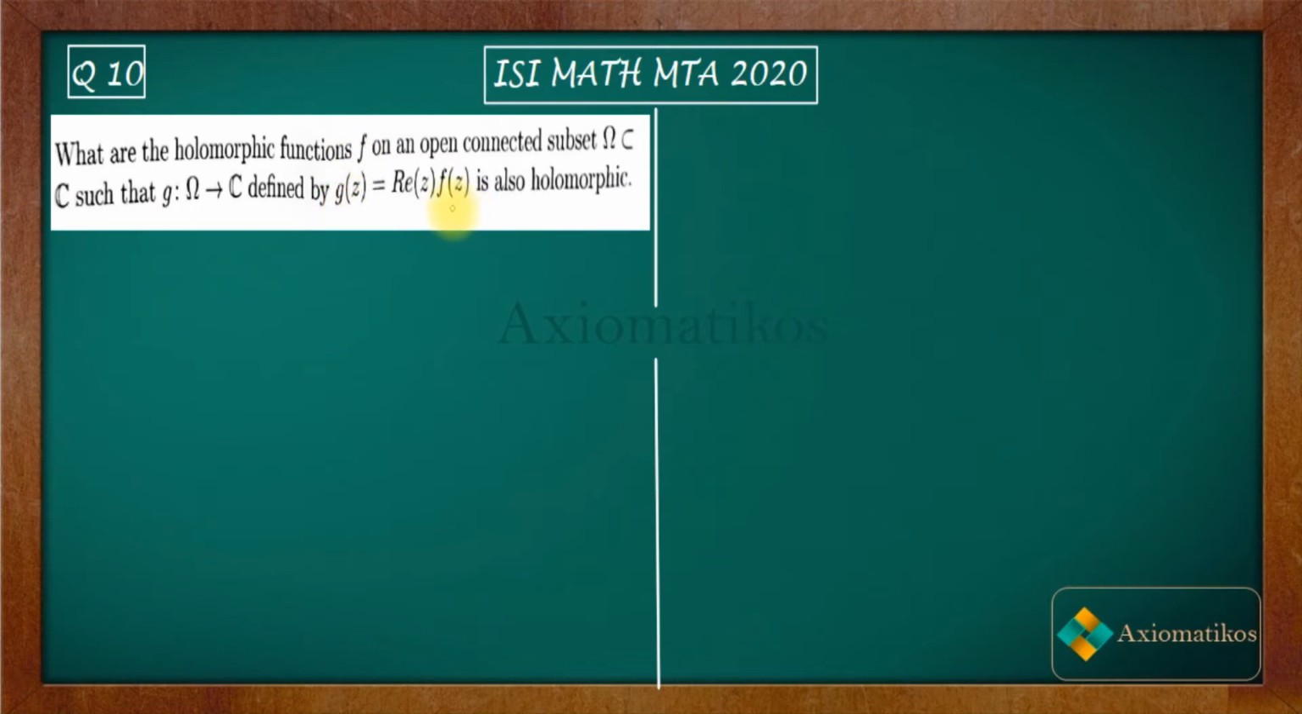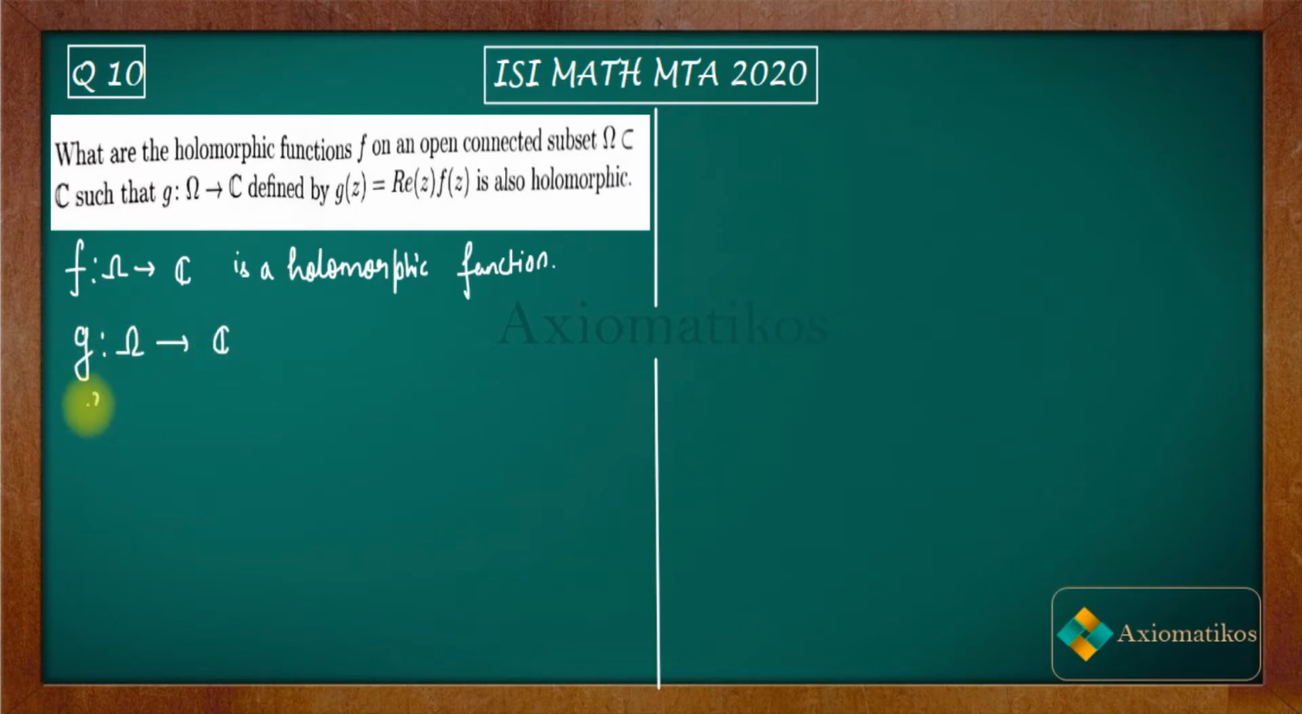So are you getting my point or not? Now let us proceed. What we are given is a holomorphic function f from omega to C. We want a condition on f such that the function g from omega to C, given by g(z) equal to real of z times f(z), is holomorphic.